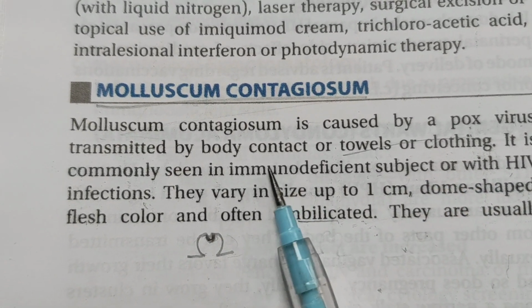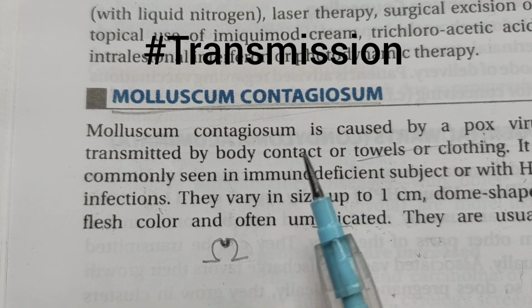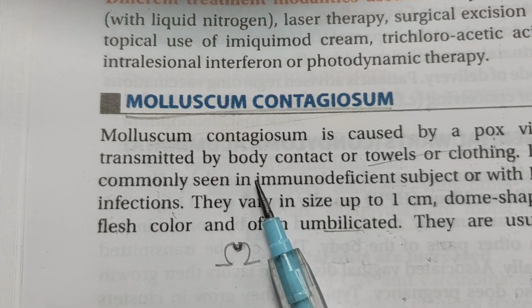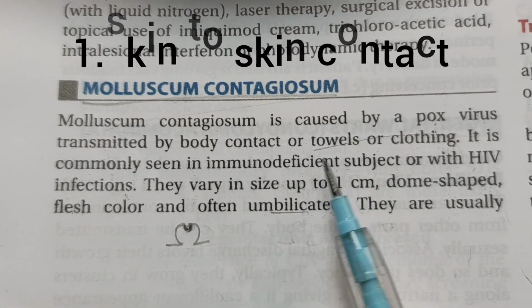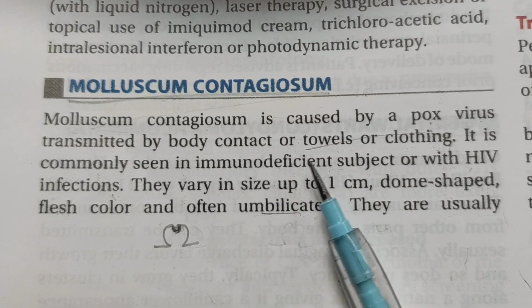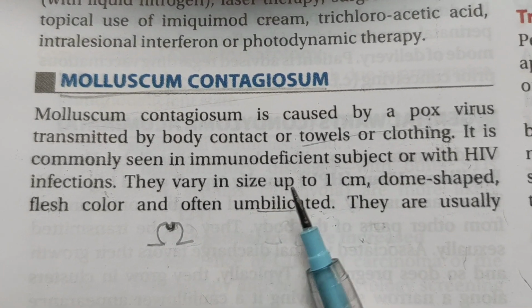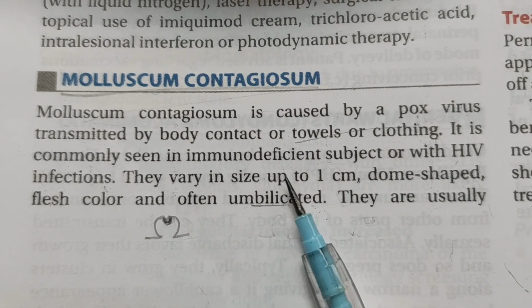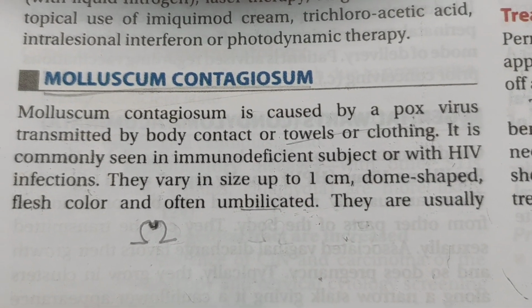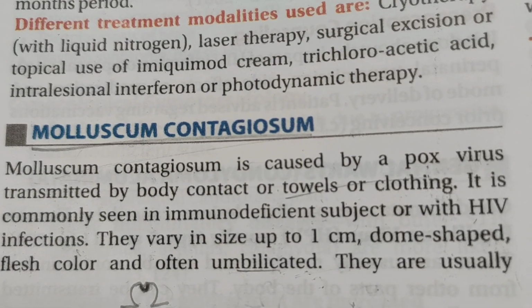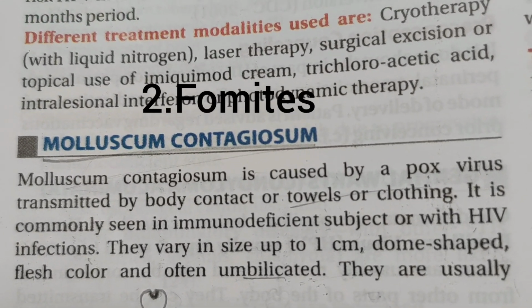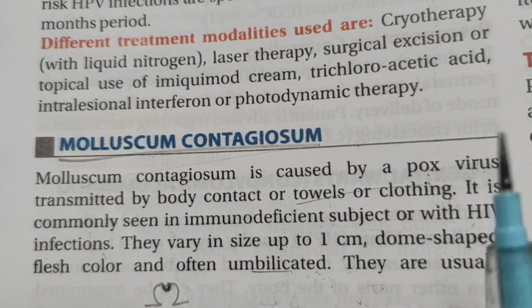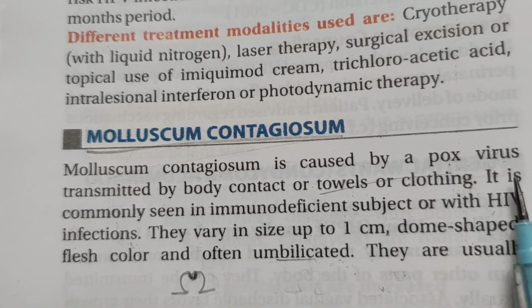So now we will talk about transmission. How is molluscum contagiosum transmitted? First is direct skin to skin contact. Any direct contact can lead to transmission of the virus from one infected individual to another, including sexually transmitted. Another way to transmit this virus is fomites. Fomites are things like furniture, desks, chairs, towels or clothing, etc.